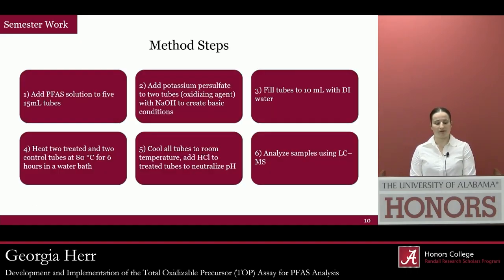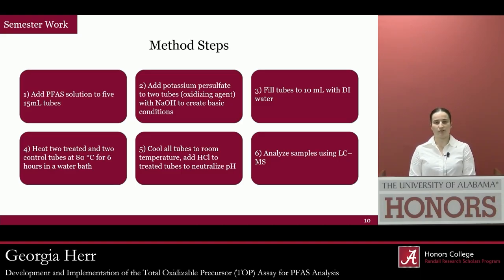Our method steps are outlined here. First, we add PFAS solution to 5 15 milliliter tubes, 1 control tube, 2 thermalized control tubes, and 2 TOP assay tubes. Then to our assay tubes, we add potassium persulfate, which is our oxidizing agent, along with sodium hydroxide to create basic conditions necessary for the reaction.